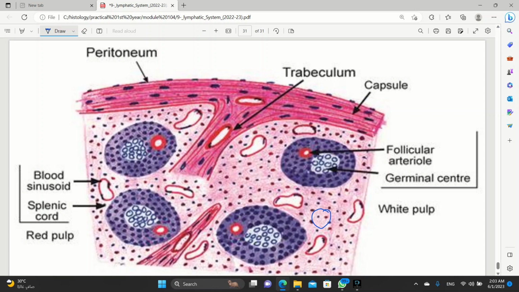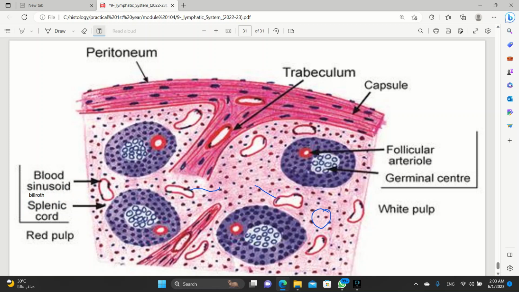Basically, these are the blood sinusoids. Now you can see them. Okay, those are the blood sinusoids. Are they labeled here? Yeah, here it is. So these are the blood sinusoids, and these are the splenic cords. Billroth cords, they even call it. Write that name down. You can say Billroth cords. Okay, cords or splenic cords, of course.